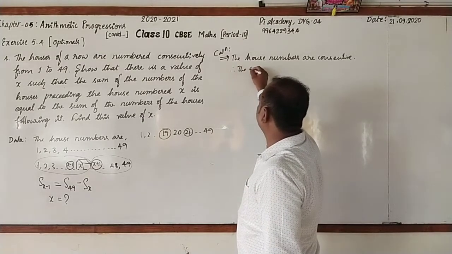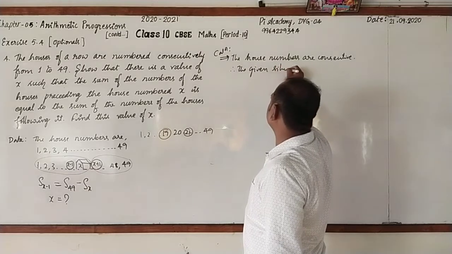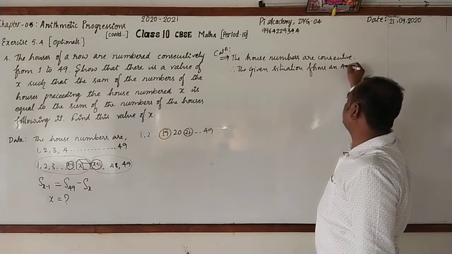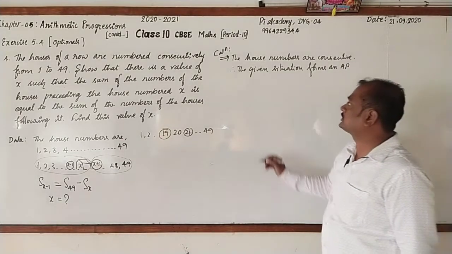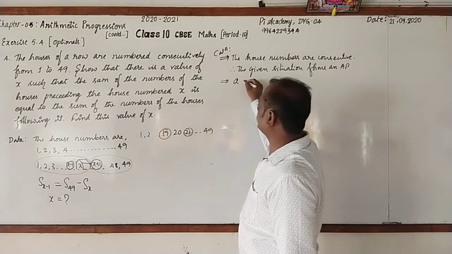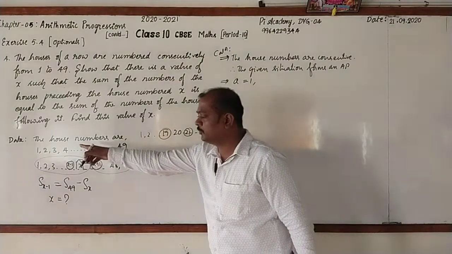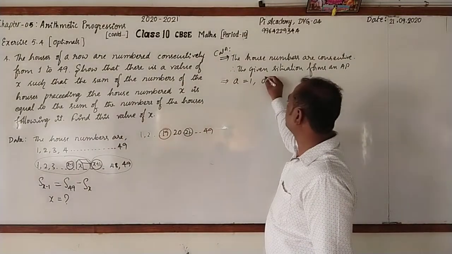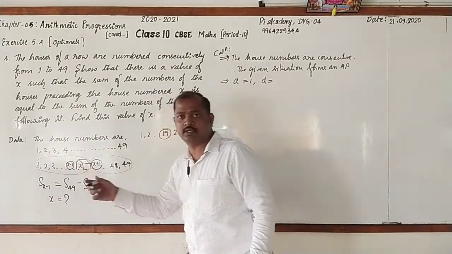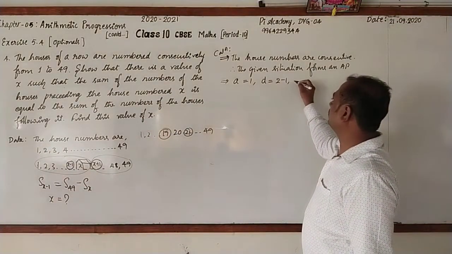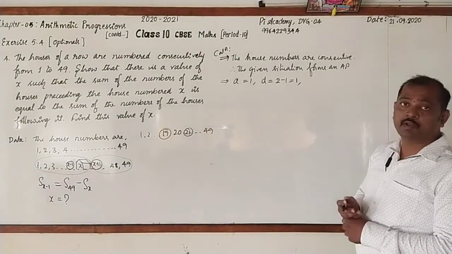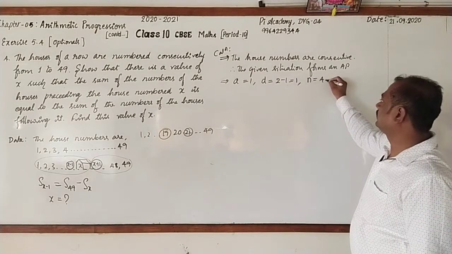Therefore, the given situation forms an AP. Clear? Next, if it is so, then we have to write the first term. What is the first term? It is 1. What about the common difference? Common difference is 2 minus 1, or 3 minus 2, or 4 minus 3, whatever you want. 2 minus 1 is equal to 1. Then the number of houses is 49.